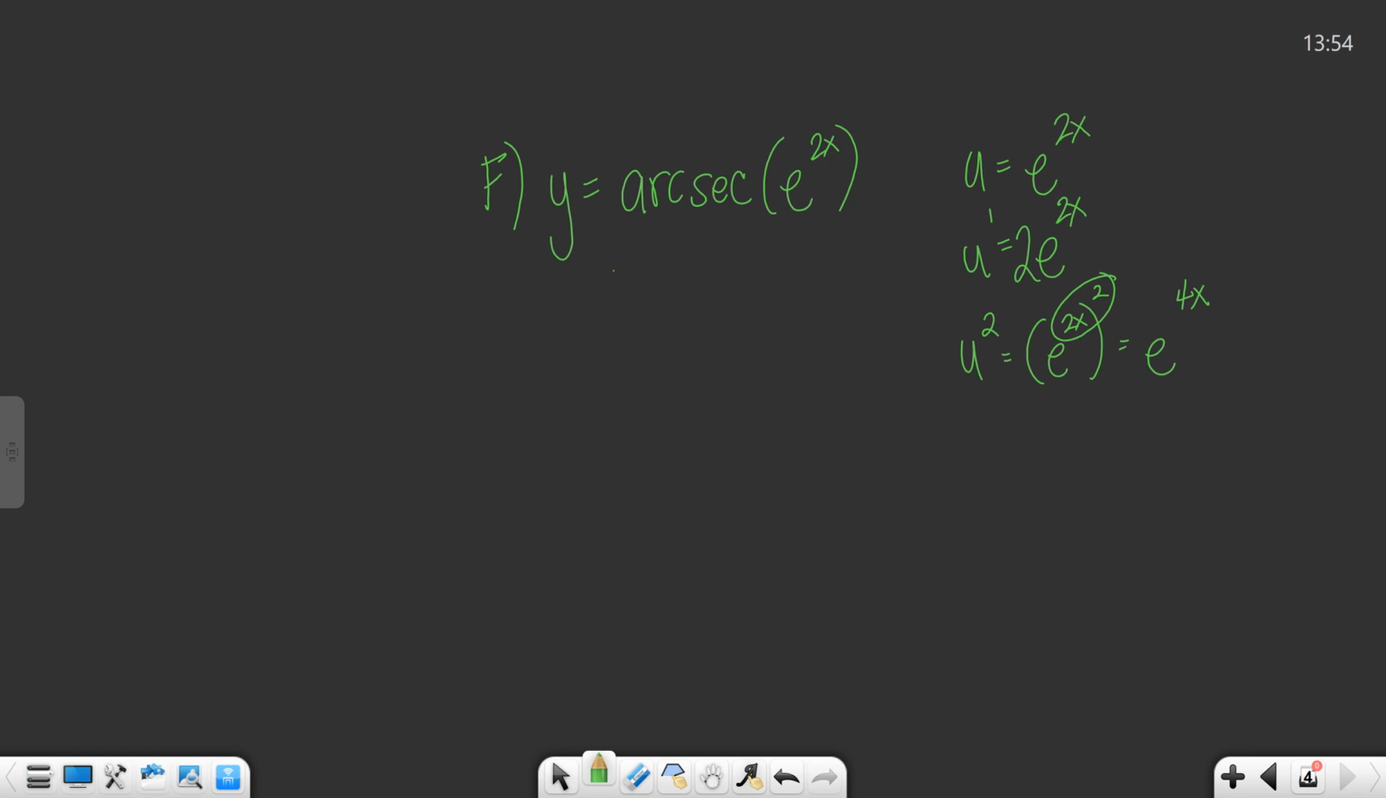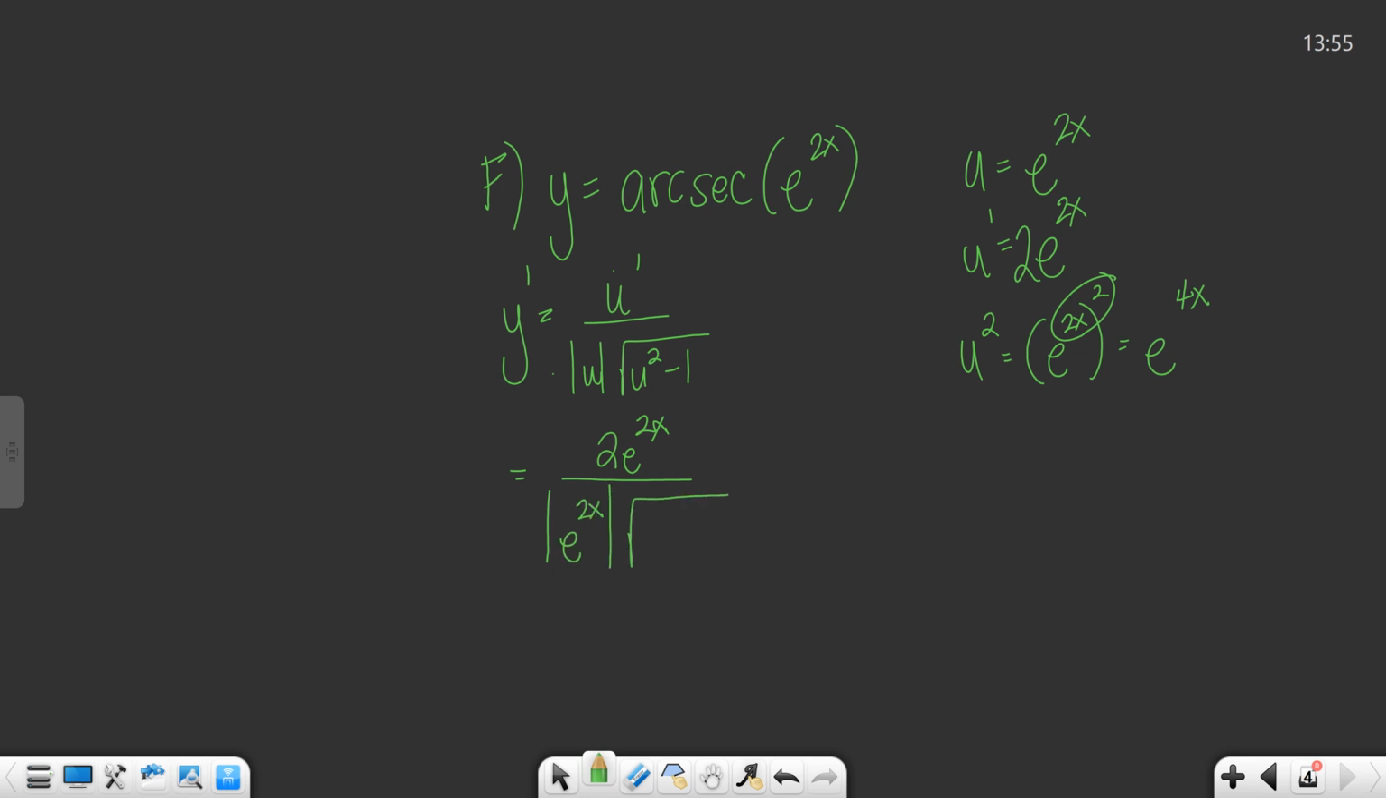Alright, so remember your formula for the derivative of arc secant is u prime over the absolute value of u times the square root of u squared minus 1. So we'll plug into that. So u prime on top, which is 2e to the 2x, over the absolute value of u.